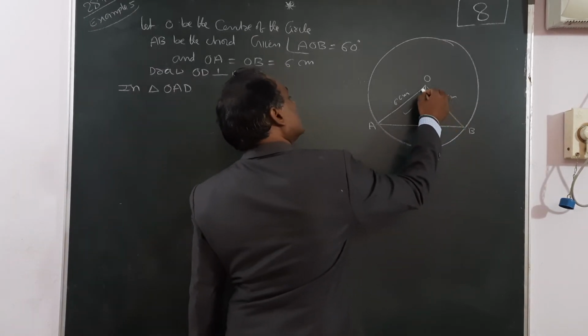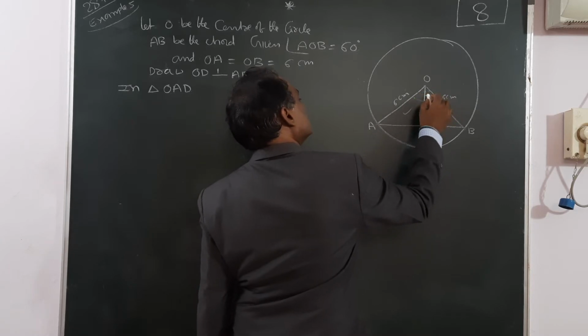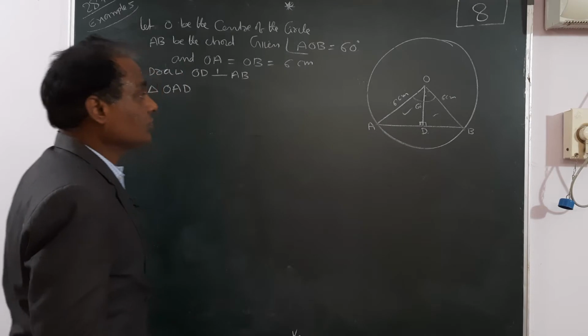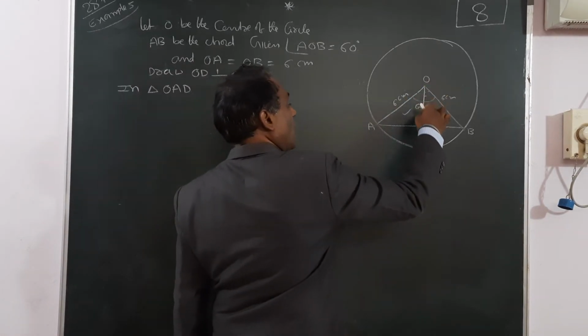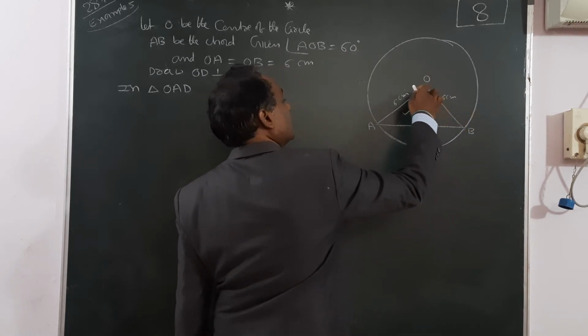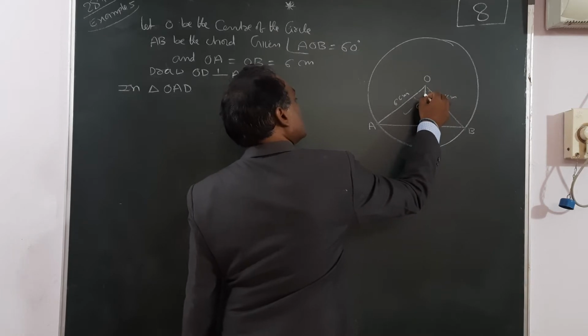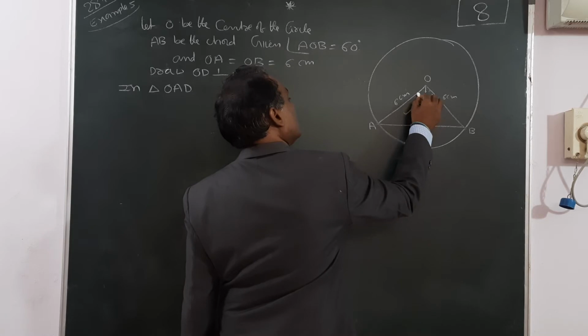See here, this total is 60 degrees. It is given. When the total is 60 degrees, if we draw a perpendicular from O on AB, this perpendicular will divide these two into two equal angles. That means this side will be 30 degrees and this side also 30 degrees. So this half angle will be 30 degrees.